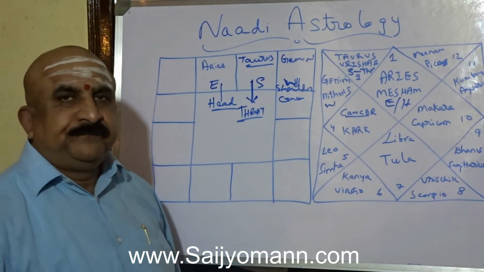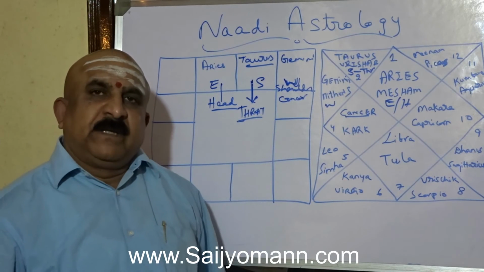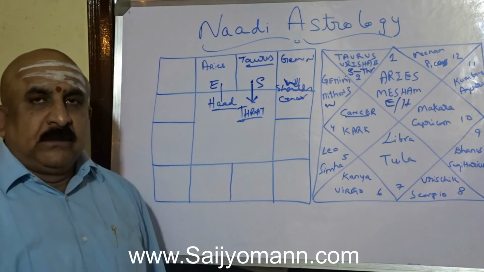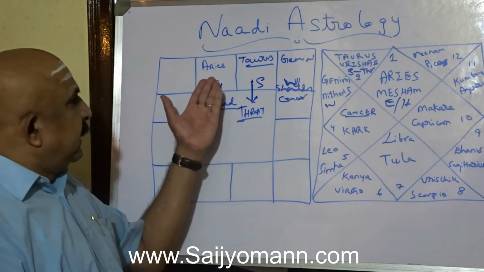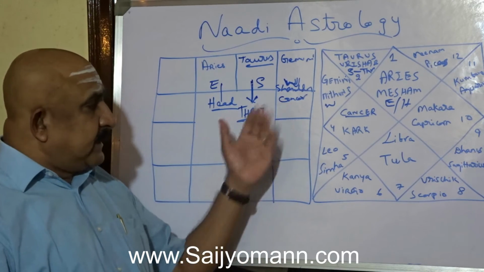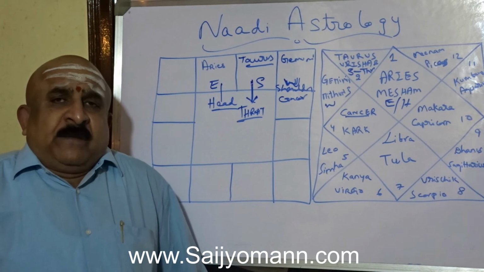Kark. For Cancer, this is a watery place. Cancer is nothing but the mother's house. I told you. From Lagna, the fourth house is mother's. From Aries, this is the fourth house. So this is nothing but mother's house. So Cancer is nothing but mother's house. At the same time, it's a watery place.